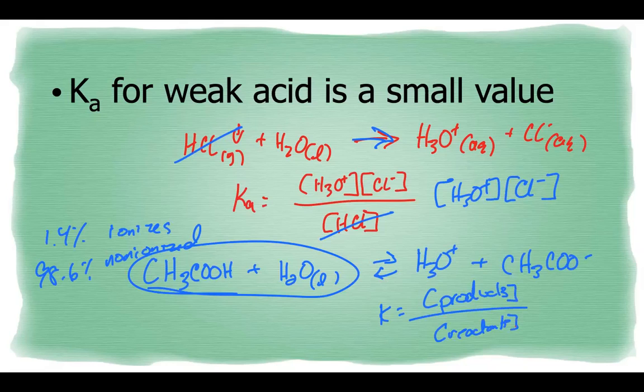So if we pretend we say 100%, the products in this case are the things that are ionized. So that would be 1.4 over the things that are non-ionized, which are the reactants, which is 98.6. This is why weak acids have a small Ka. And you can basically tell the strength of an acid based on its value of K. If K is a high value, then the acid is strong. If it is a low value, then it's weak.